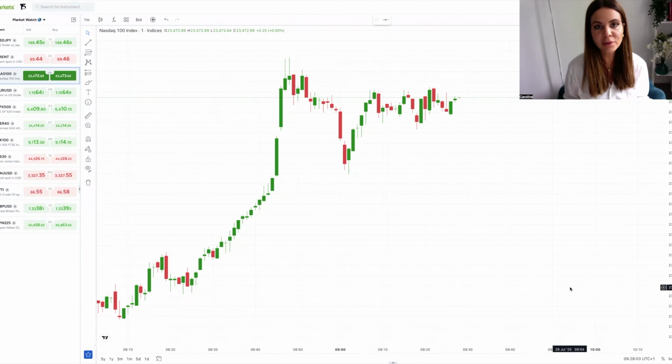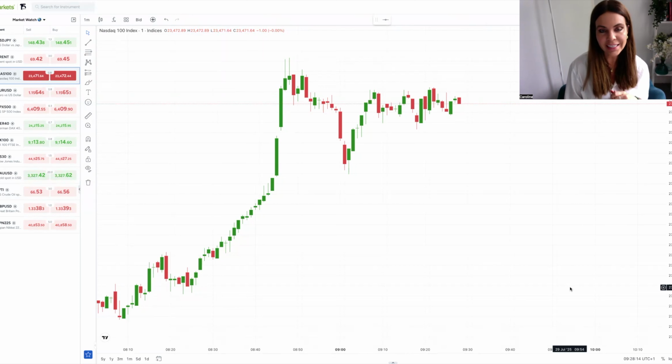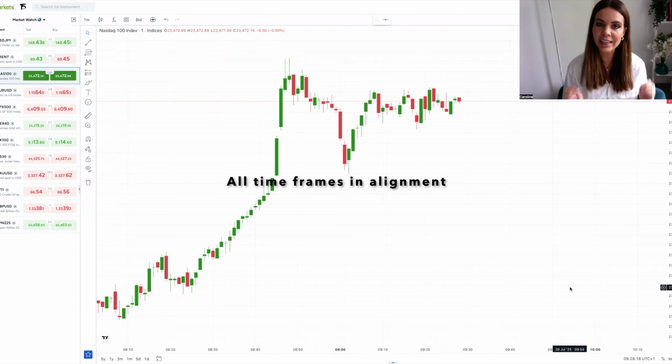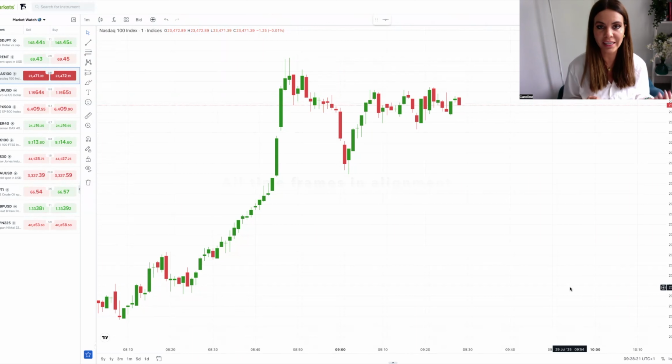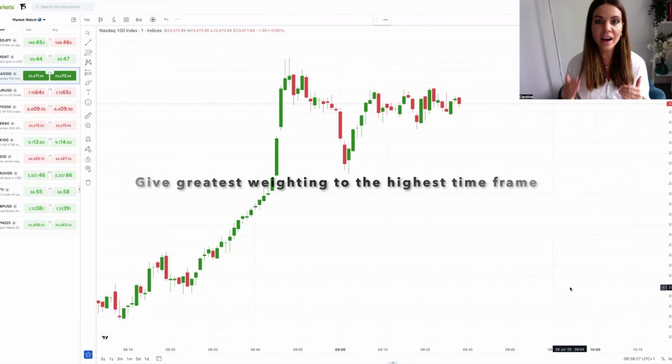So there are 3 rules to remember if you are doing a top-down analysis. The first rule is that you want to be looking at at least 3 time frames. The second rule is that you want all time frames ideally to be in alignment. There is an exception, and I'll tell you in a minute what that is. And the third rule is that you want to give greatest weighting to the highest time frame.